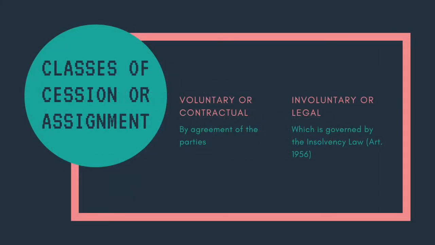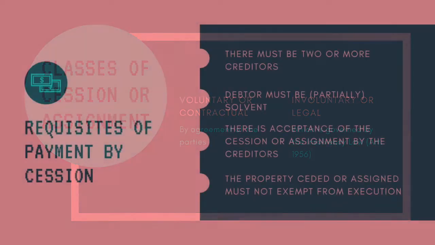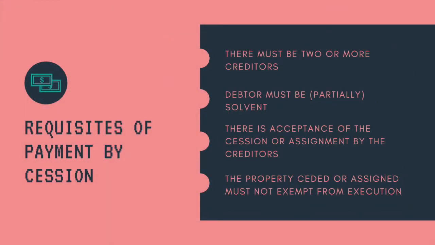First is voluntary or contractual cession. This means cession or assignment by agreement of the parties. Second is involuntary or legal. It means cession or assignment which is governed by the Insolvency Law Act 1956. What are the requisites of payment by cession?